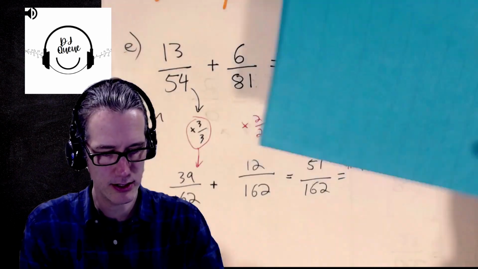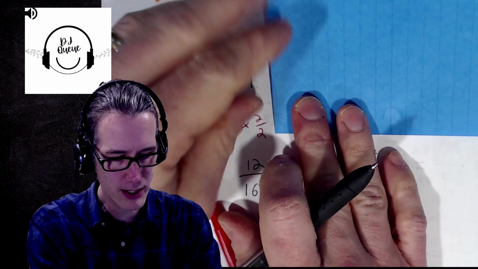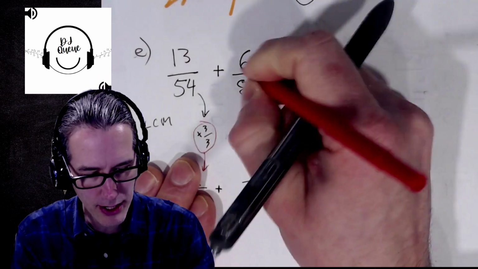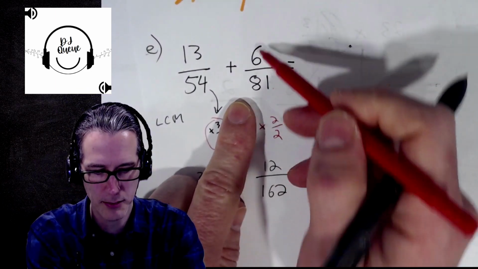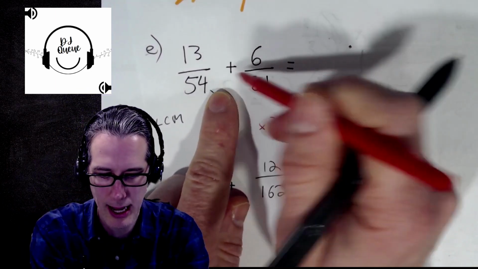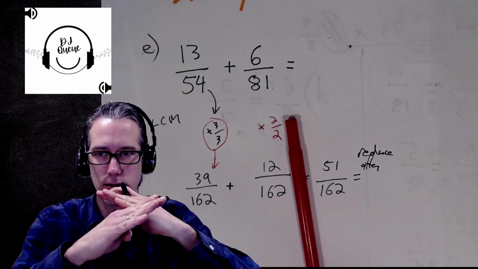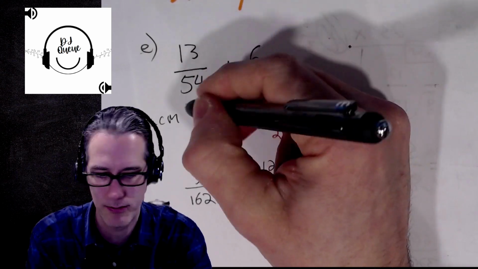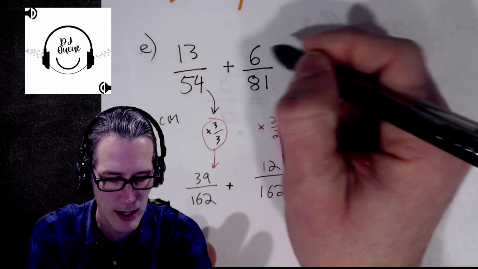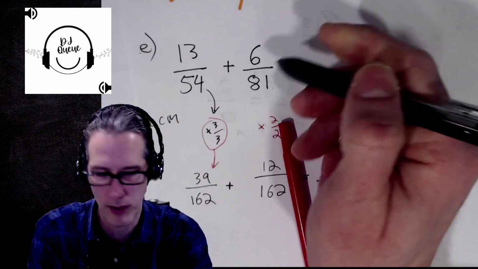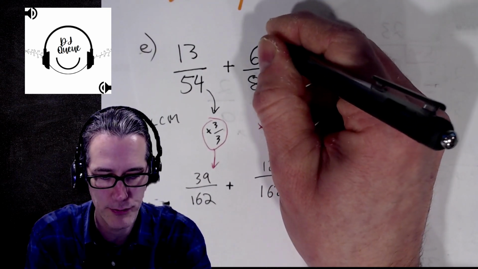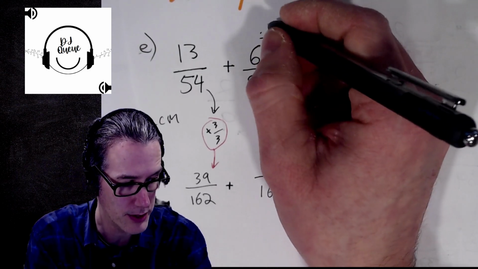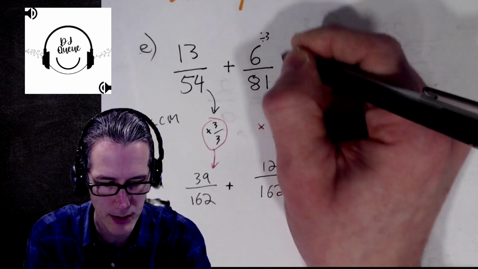I did this the other day with multiplying fractions, so if this seems a little familiar, that's what this trick does. I can reduce this beforehand. I can pull out a factor. Now, when you're just adding, you can't do the cross reduction, only when you're multiplying. But you can reduce up and down. Unfortunately, 13 over 54 you can't reduce, but you can reduce 6 over 81. Both of those have a factor of 3, so I can pull out a factor of 3.